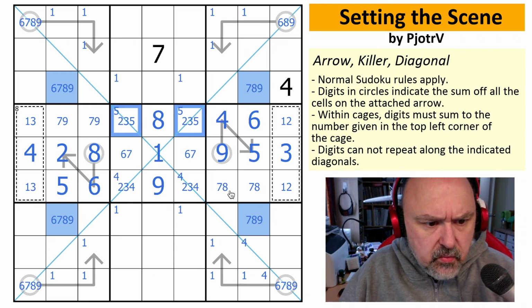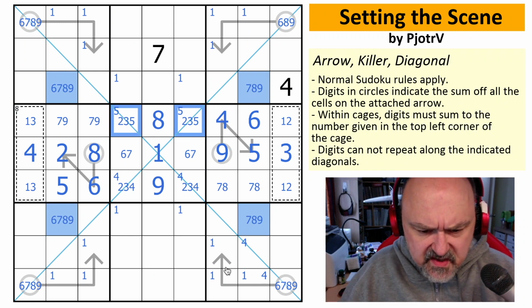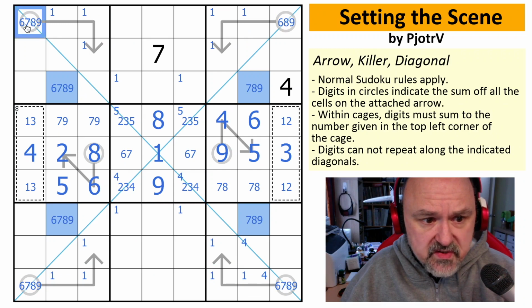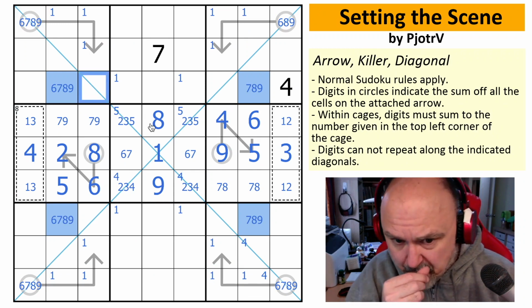Okay, so what am I missing that is obvious here? It's got to be these arrows. So they've all got 1s on them. But that doesn't mean they can go as high as a 6. I can't put a 7 on an arrow. But I can put a 7 on the end of an arrow.